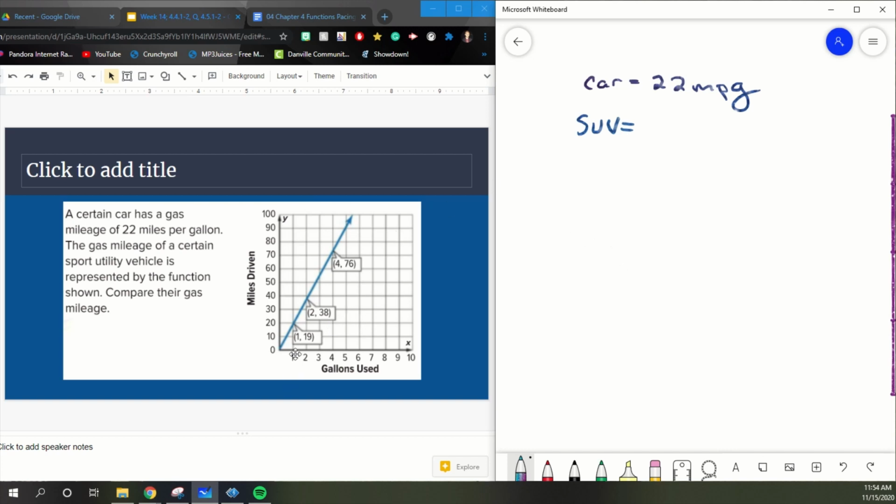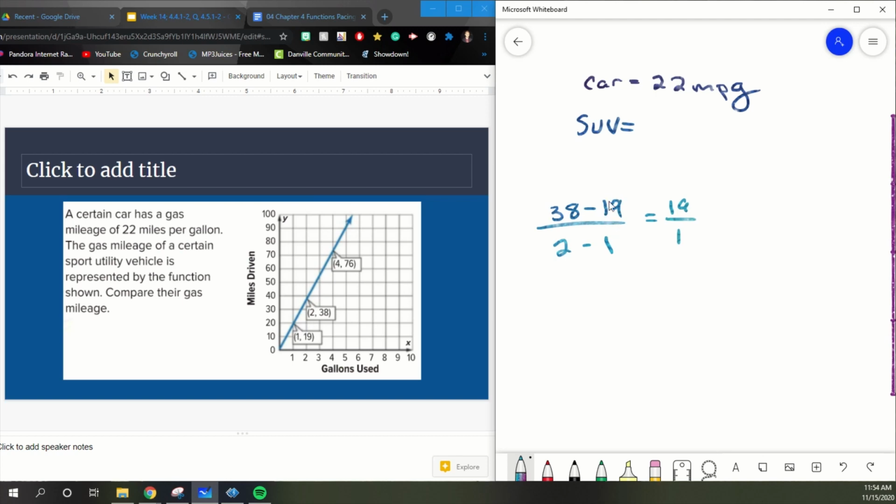Now, a lot of you are probably saying, why don't I just use this first point, 19? Well, this works for this situation because we're going through the origin, but sometimes you will not be going through the origin. So it's important that you know how to find the rate of change using our slope formula, y2 minus y1 over x2 minus x1, because it's not always going to be that first point if there's a y-intercept.